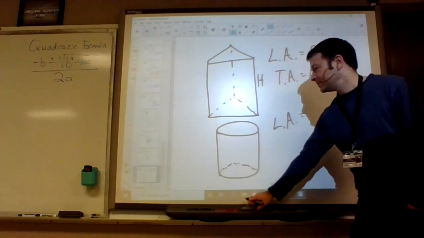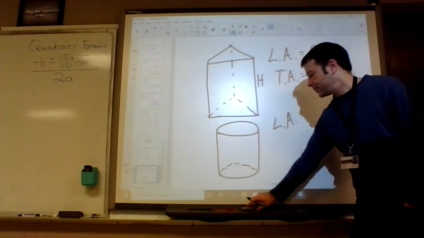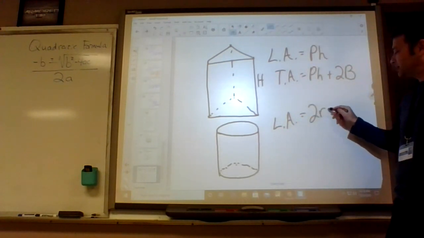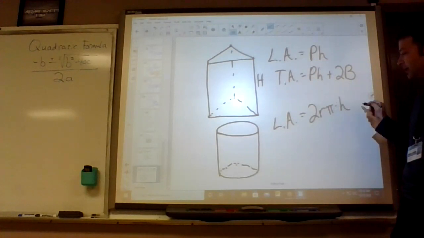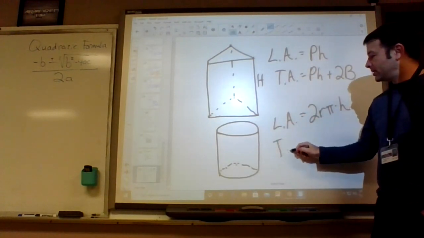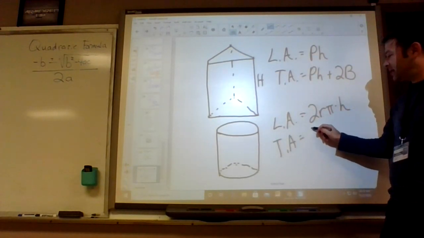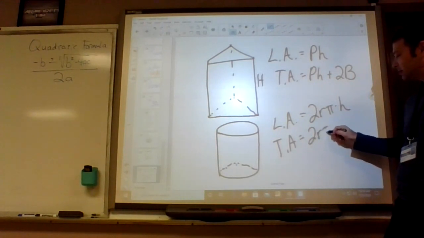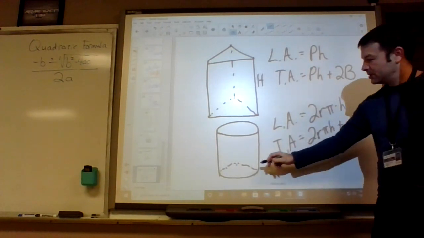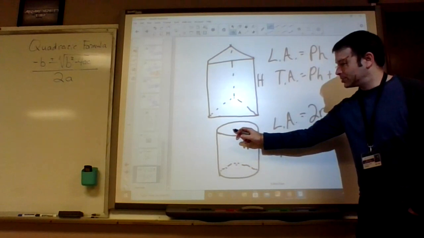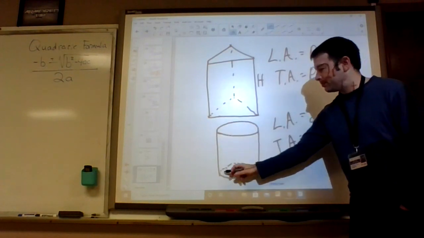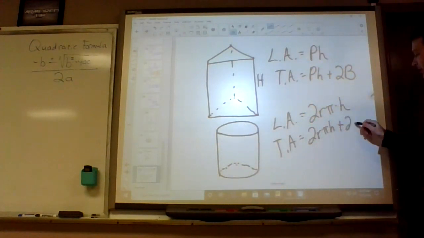And well, I'm going to go ahead. Circumference is just diameter times pi, or 2 pi r, times the height. And then the total area would be that plus pi r squared. Pi r squared is the circle base, and there are 2 of them, so 2 pi r squared.